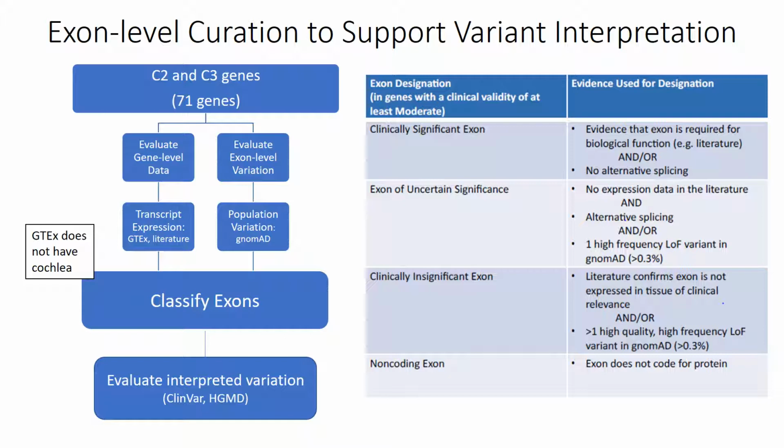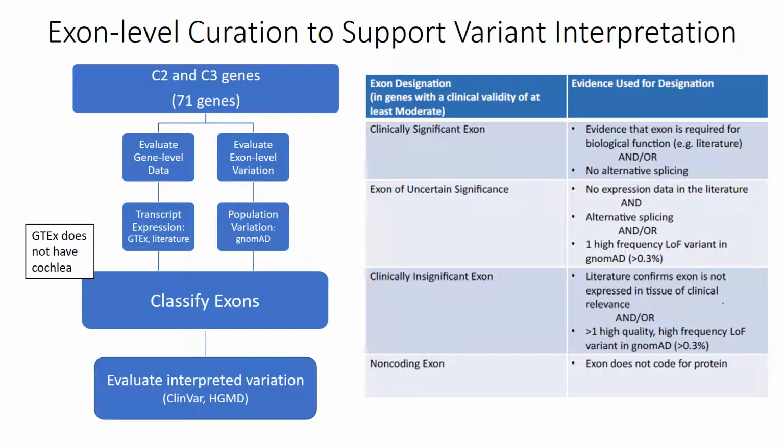For the C2 and C3 genes, we evaluated both gene-level data and exon-level data. For the gene-level analysis, we looked at the biological relevance of each transcript by looking at expression in the literature and GTEx. Refer to Video 2 for an in-depth explanation of how to use both of these resources. I should point out that GTEx does not have our tissue of interest, cochlea, so we had to examine broader expression patterns. For exon-level variation, we looked at high-frequency, high-quality loss-of-function variants in gnomAD.